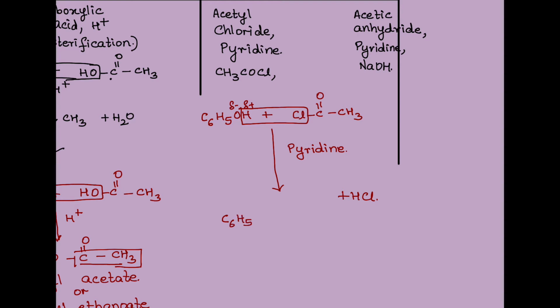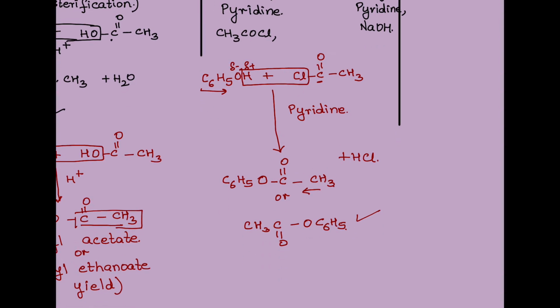C6H5. Start from the left hand side. Then you have O. Right? And then this becomes attached to carbon because now one valency of carbon is free and you have CH3. If you write this product as starting from the right hand side, so CH3, C double bond O, O, C6H5. Yes, then also it is correct. Both are the same products.